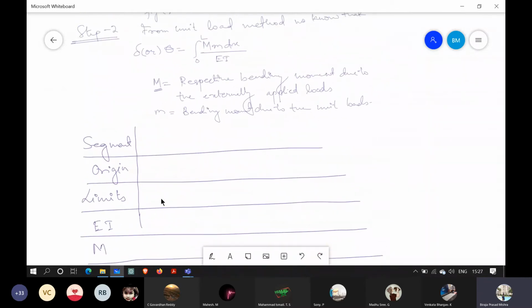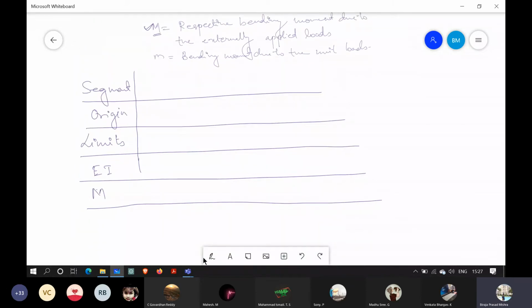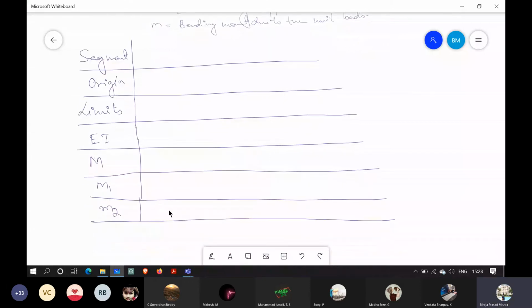And the next one is small m. Since we have two redundants, the number of small m's depends upon the redundants. So this is small m1 and this is small m2, since we have two redundants over here. Let me draw the structure here once again now.